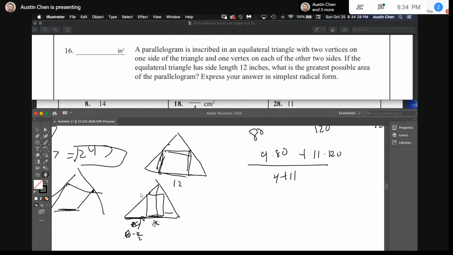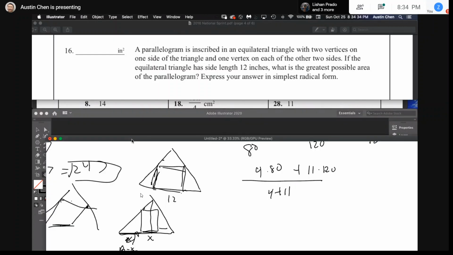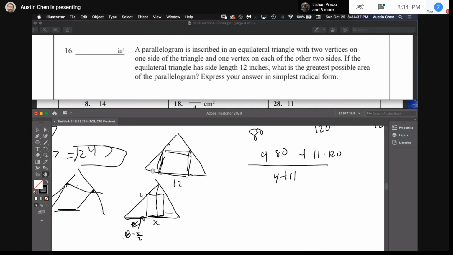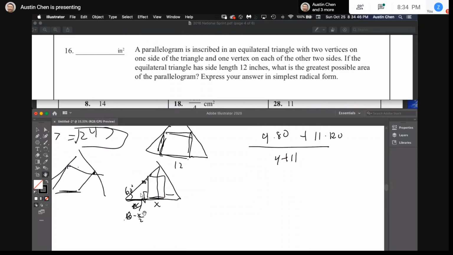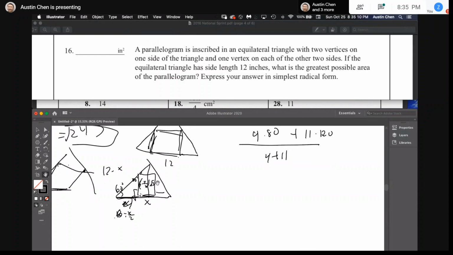Okay, we know that this angle is 60 degrees, and this has to be a right angle because it's a rectangle, and this is 30 degrees. So we have a 30, 60, 90 triangle right here, which means that this side is going to be 2 times this, or 12 minus x, and this side is going to be 6 minus x over 2 times root 3.